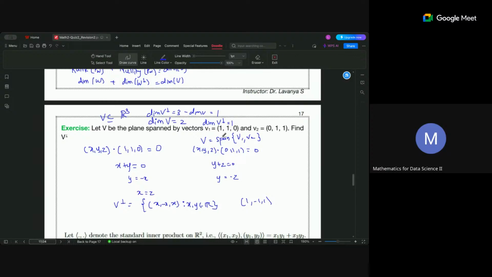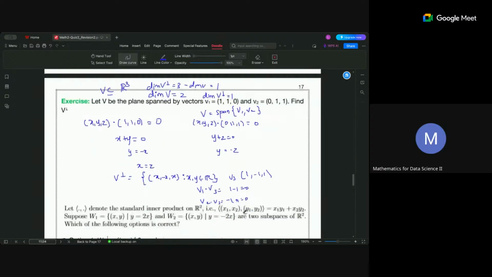Now you can easily check one. Let us call this V3 maybe. What is V1 dot V3? 0, since 1 minus 1 is 0. Again, what is V2 dot V3? 0, since minus 1 plus 1 is 0 again. You can easily verify.